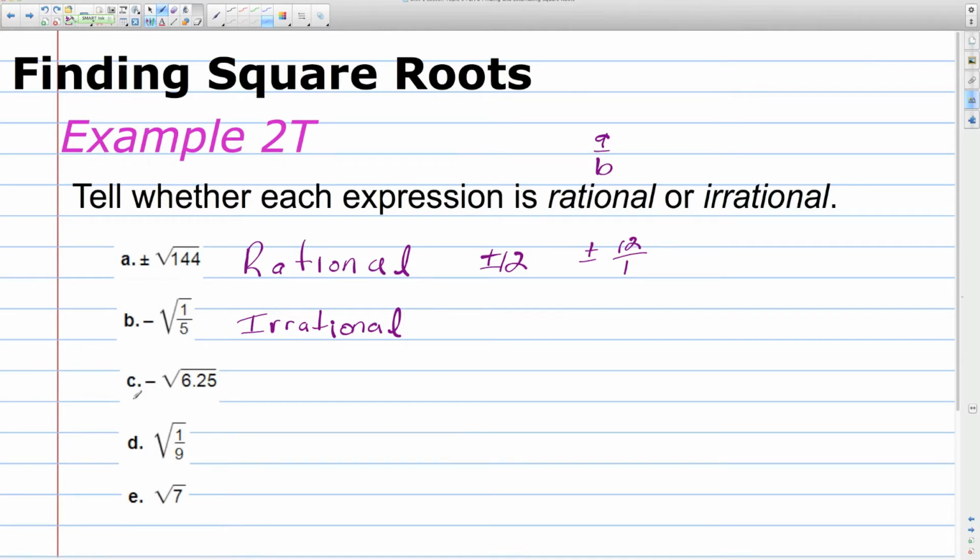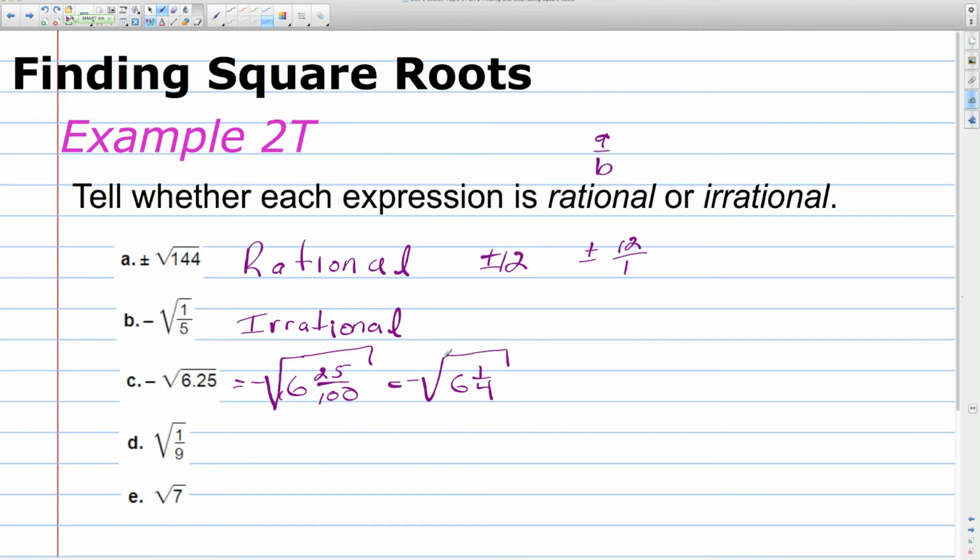Now, a lot of students look at example C and think, oh, that's going to be irrational because it's a decimal. But if we convert that decimal into an improper fraction, let's take a look at this. This is the negative square root, and it's 6.25. Now that'd be 6 and 25 hundredths. And that fraction, 25 hundredths, can actually be reduced to 1/4. So that'd be the negative square root of 6 1/4.